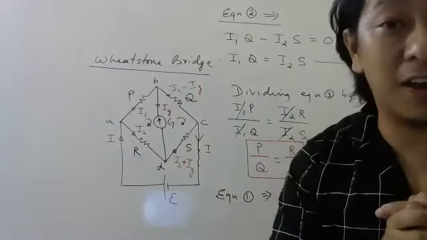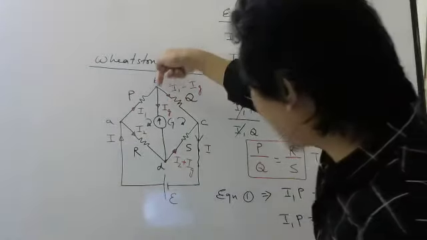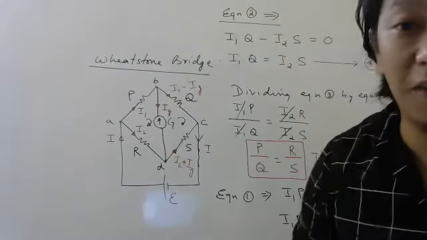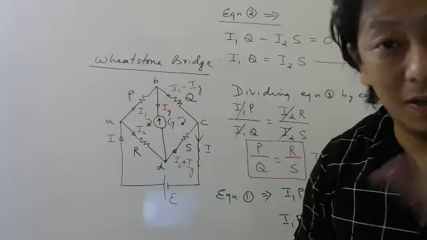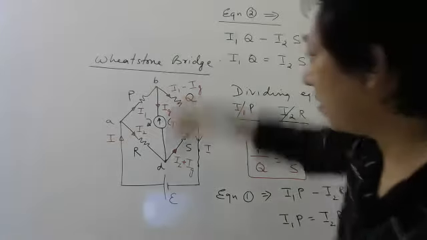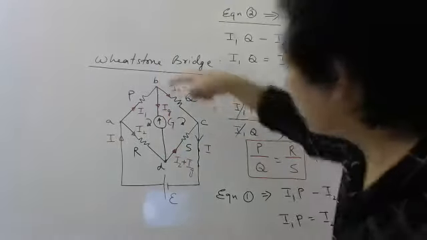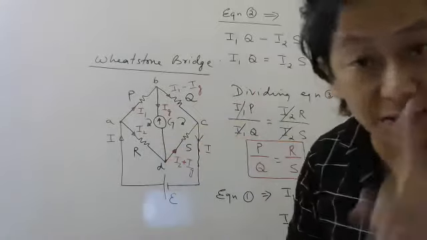If that is satisfied, then what do we know? No current will flow this way. It is like the symmetry which I have taught you in the Thursday class. Okay, symmetry. So since no current is going this side, it means what? This point and this point will be at the same potential.